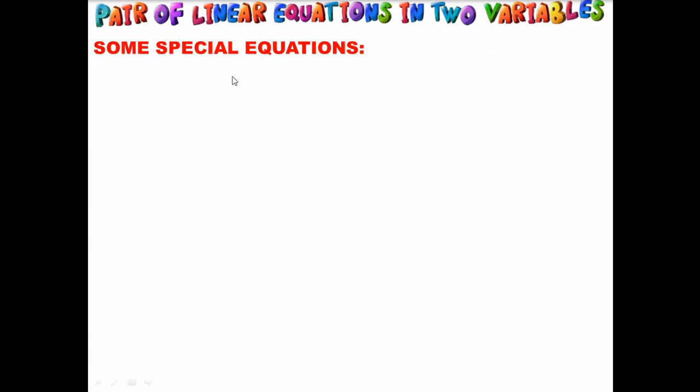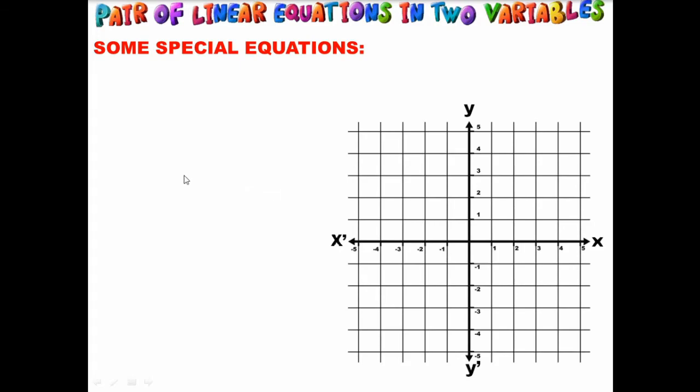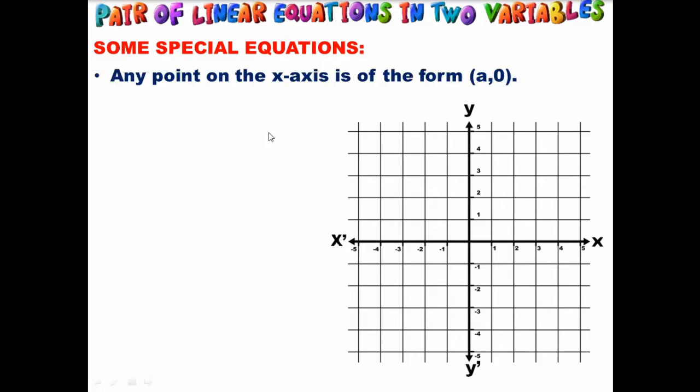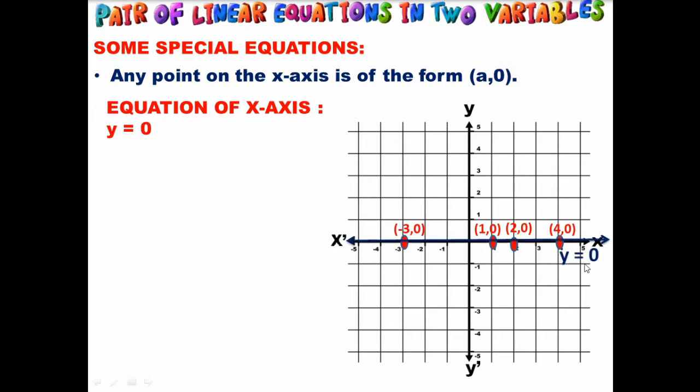Now we'll see some special equations. Let's consider the coordinate axes. Now I'm going to tell you the equation of the coordinate axes. Consider any point on the x-axis. Then it will be of the form (a, 0). That is, a point on the x-axis has y coordinate 0, isn't it? Therefore, I can say the equation of the x-axis is y equals 0. So what is the equation of the x-axis?